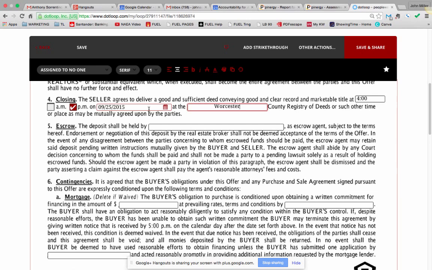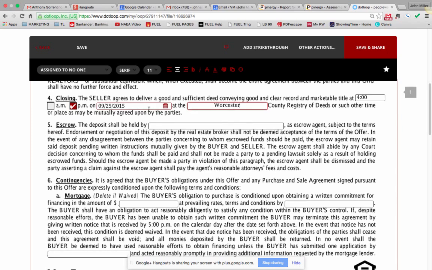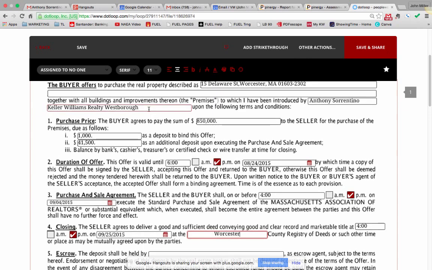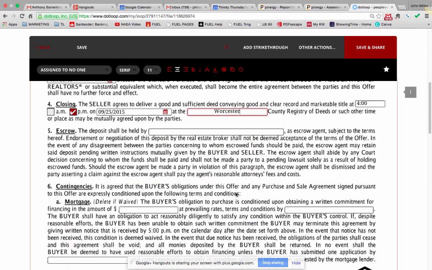Now let's say it takes 2 weeks for you to negotiate this offer. All your dates are going to be bumped out everywhere that you've just written on this form. So you need to bump out your purchase and sale date to 2 weeks after the offer is accepted. The duration of the offer needs to be bumped out. The closing date needs to be bumped out. You follow me? Yes. Everything might have to be bumped out an additional 2 weeks to make all this happen.